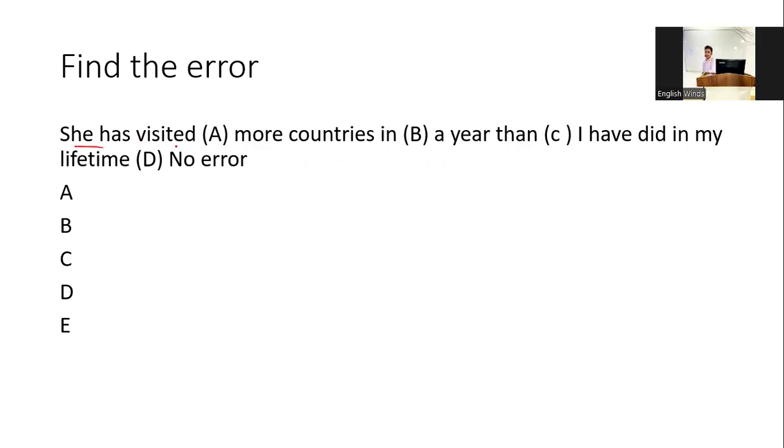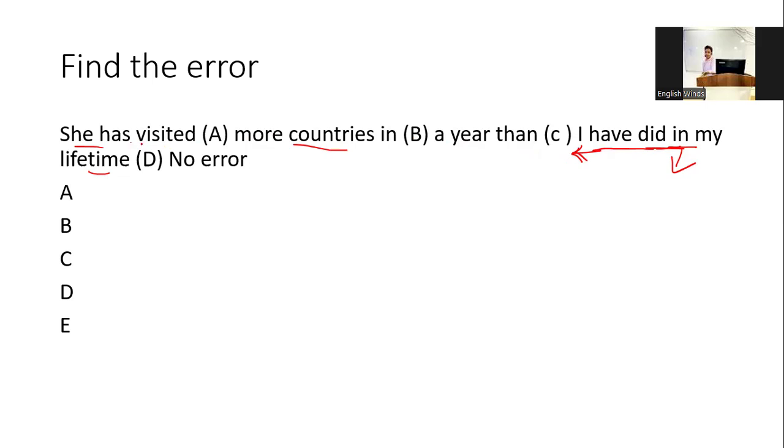Let's read. She has visited more countries in a year than I have did in my lifetime. So one of the very basic things related to spotting error is to read, and if you are a good reader, immediately you'll find something. Like here, you can find there is some kind of error. So while reading, if you find a mismatch or something awkward, something not familiar, you can easily recognize that that is going to be the error.